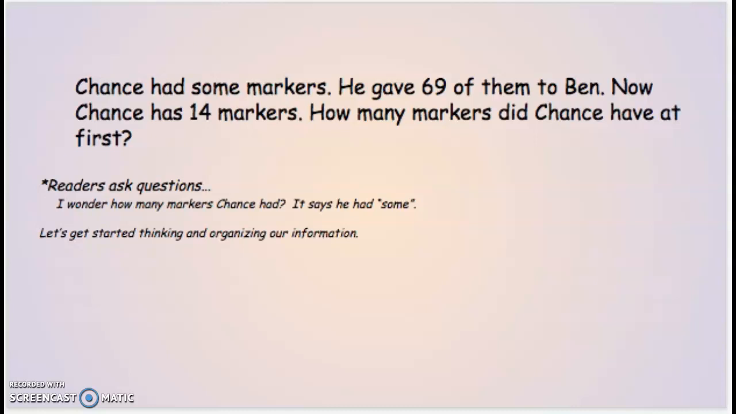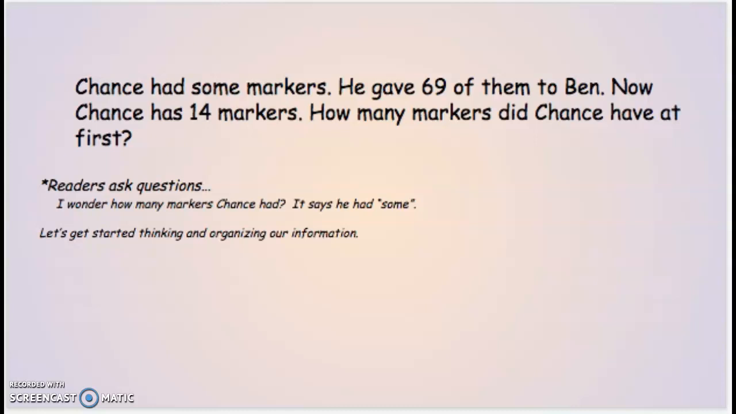Let's look at this example right here. It says Chance had some markers. So we don't know how many we had to start with. He gave 69 of them to Ben. Now Chance has 14 markers. How many markers did Chance have at first?